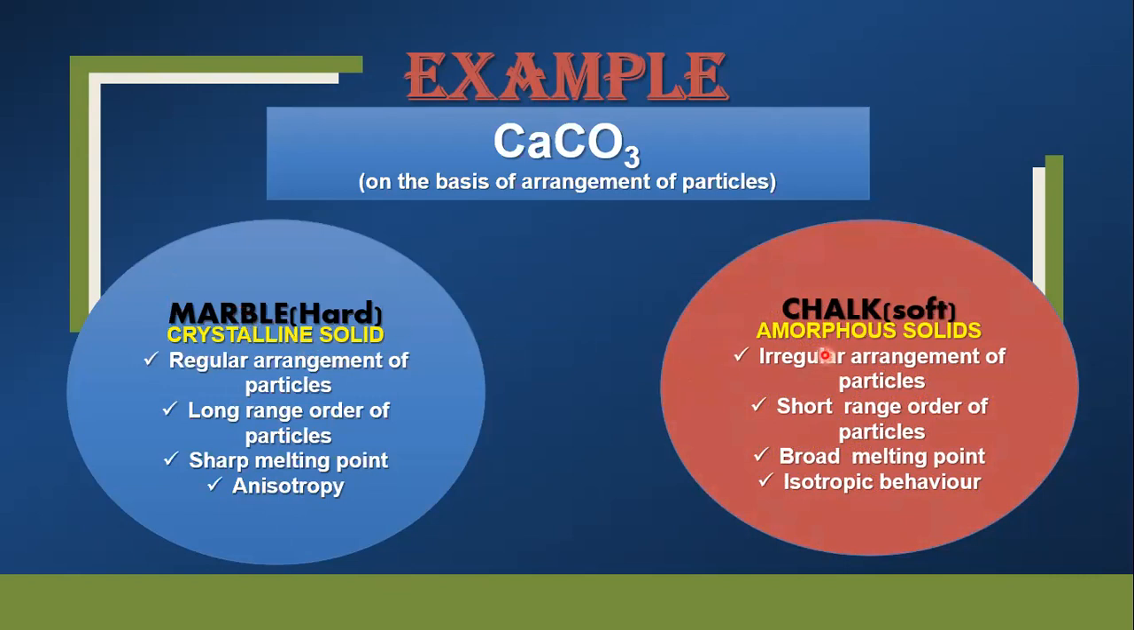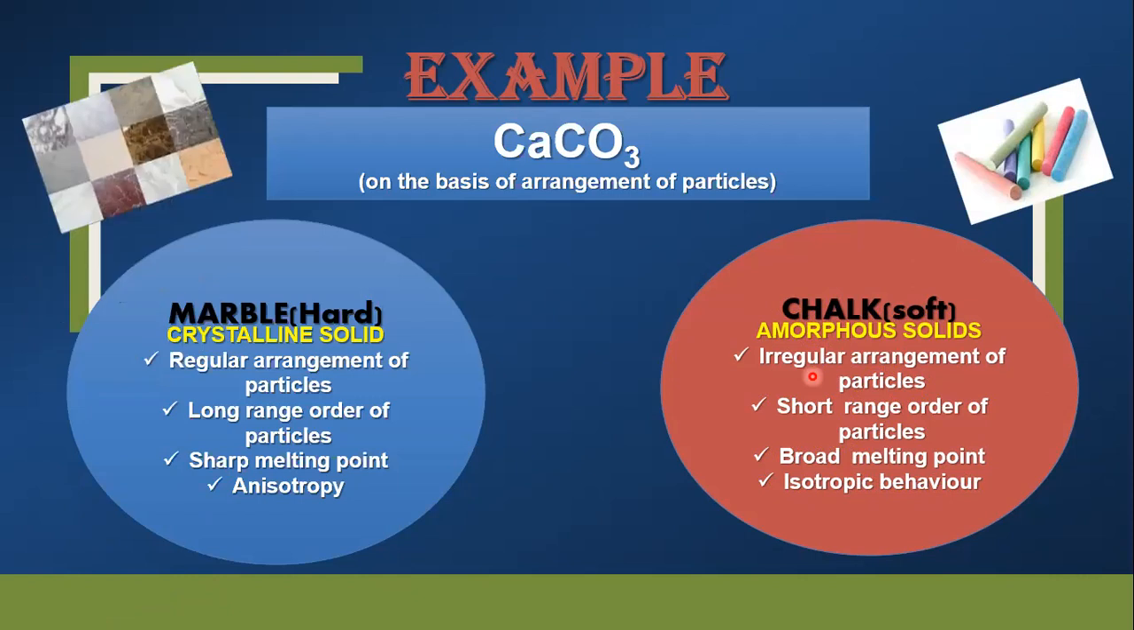Now come towards its amorphous solid, that is the chalk, which is soft. It is soft because of irregular arrangement of particles, short range order of particles, and broad melting points. It also shows isotropic behavior. So here you discuss that chalk and marble are both calcium carbonate, but one is very hard and the other is very soft. This hardness and softness depends on the arrangement of particles in it. Therefore, marble is hard enough and chalk is very soft.